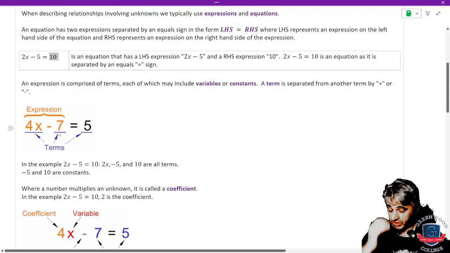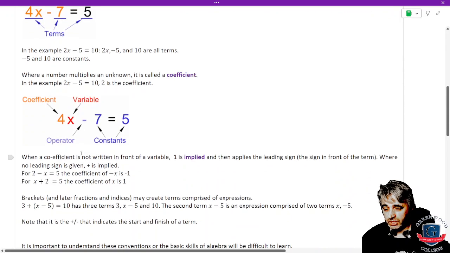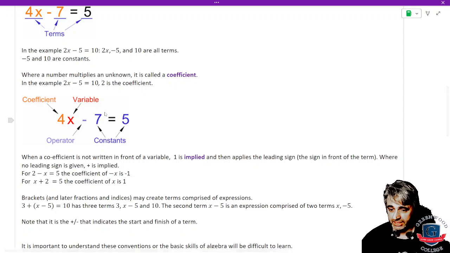Inside the expressions, we'll have terms. In here, you have a term of 4x, one of -7, and another one of 5. The number in front of x we call a coefficient. So if we have a variable and a number immediately before it, the number is called a coefficient, and the letter is called a variable. The sign between different terms is called an operator. So here's a term, here's a term. And if a term doesn't have a variable, we call it a constant. That's a whole heap of information that we're going to use over and over again for the next 10 minutes or so.